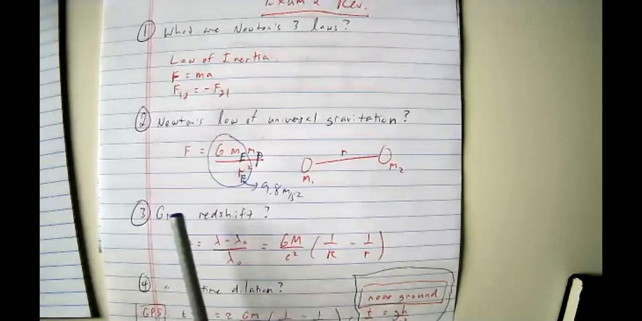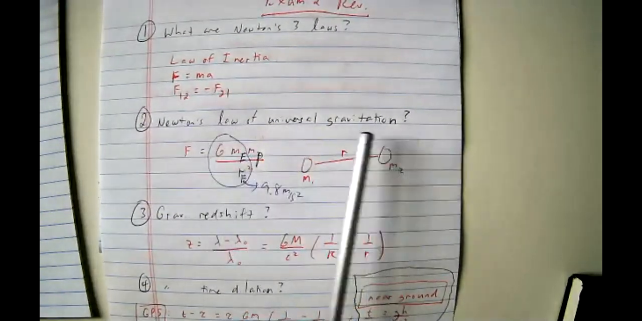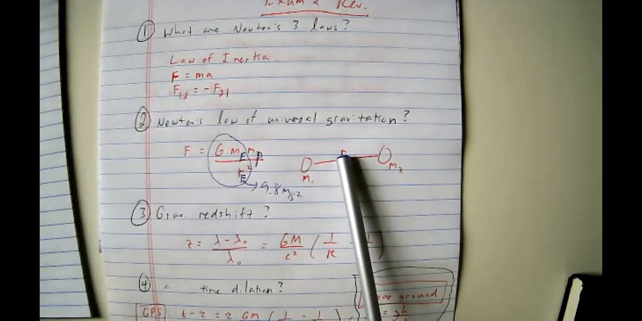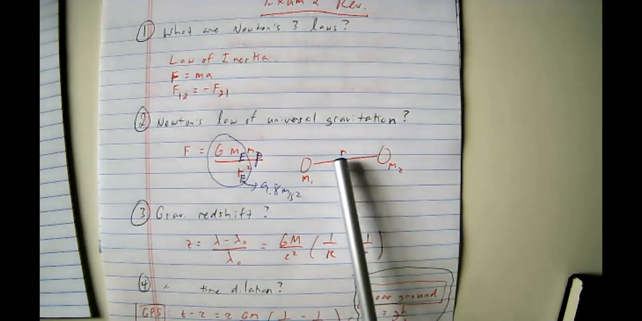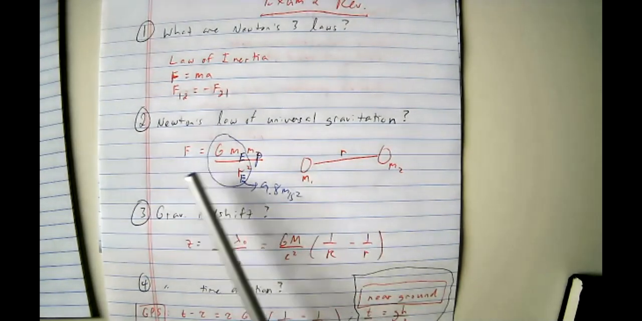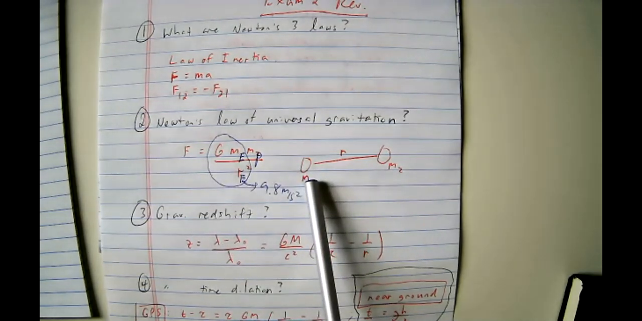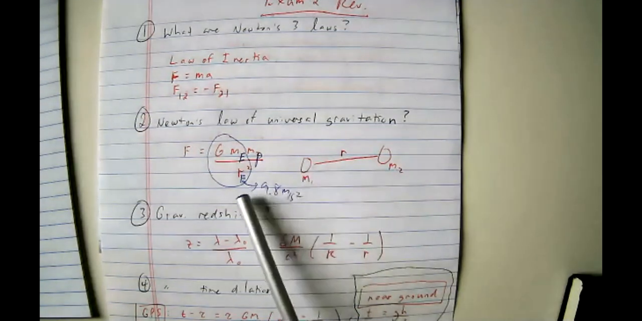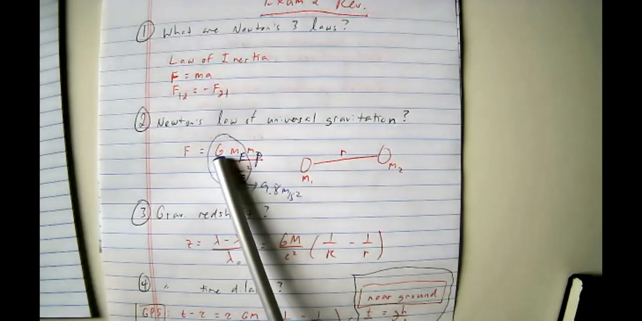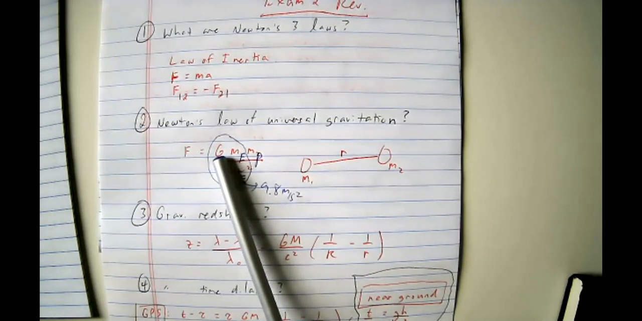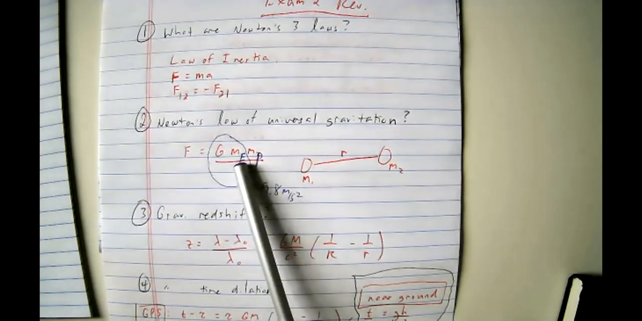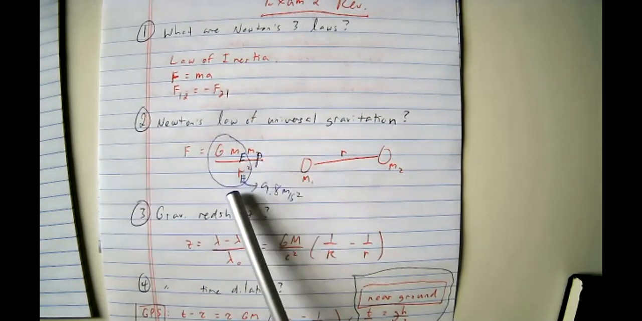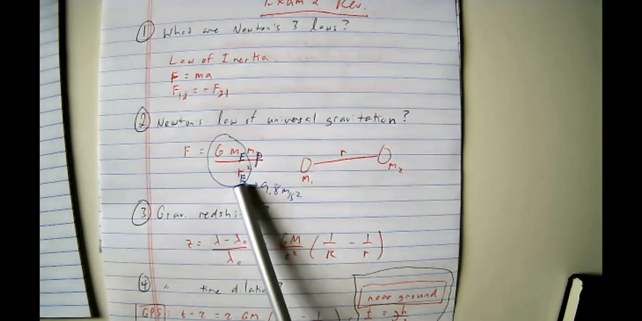You'll need to know Newton's law of universal gravitation. And it says that if you have two masses separated by a distance r, the gravitational force of attraction is written like this. So for example, if this was the mass of the Earth, and this is the mass of your person, the equation would be the gravitational constant, 6.67 times 10 to the negative 11, times the mass of the Earth, times the mass of your person, divided by the distance. In this case, it would be the radius of the Earth.